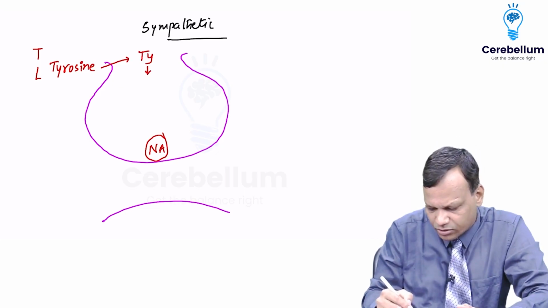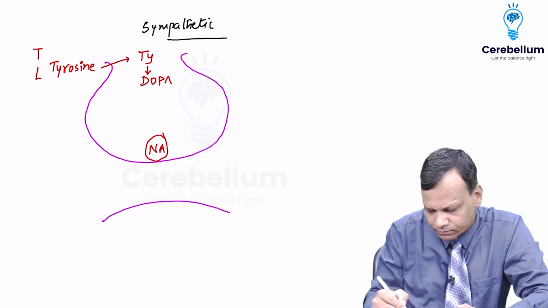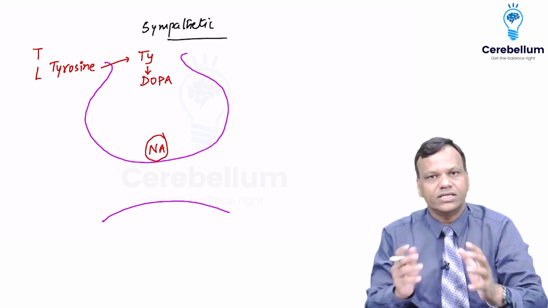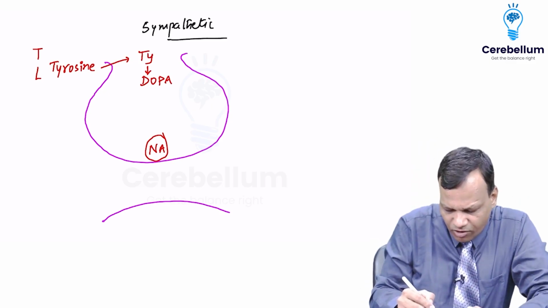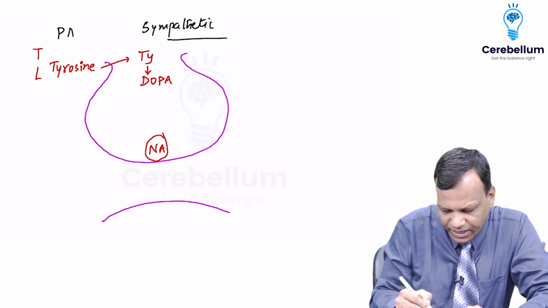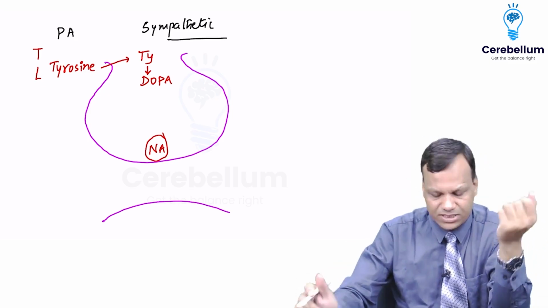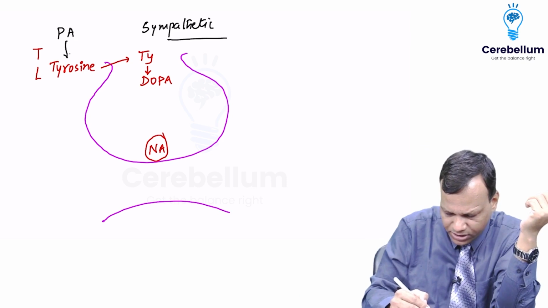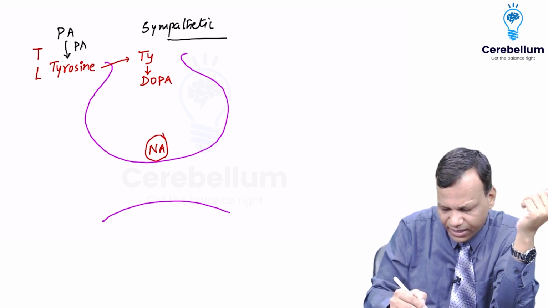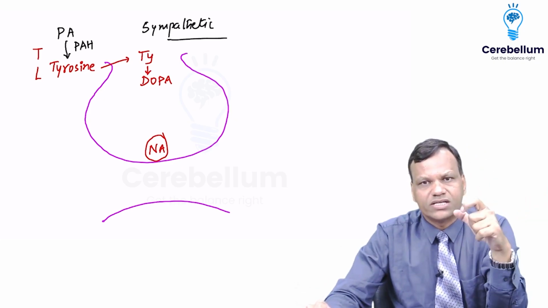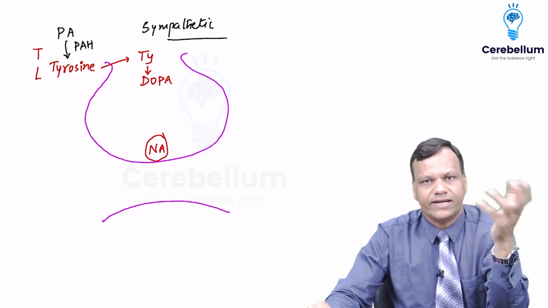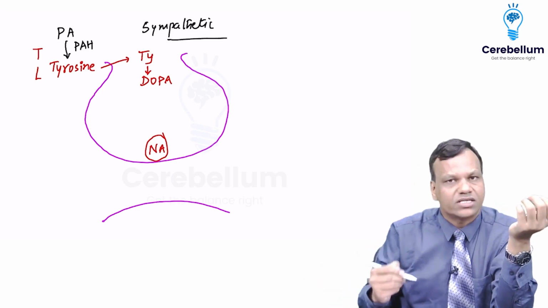Tyrosine is converted to dopa. Actually, if you see, the tyrosine is outside the neuron. Tyrosine is formed from phenylalanine. Phenylalanine is an amino acid. It is converted to tyrosine, and the enzyme is phenylalanine hydroxylase. So you can say that tyrosine is monohydroxyphenylalanine.